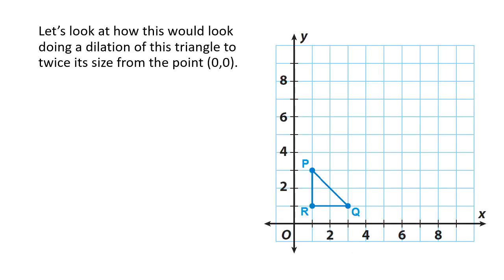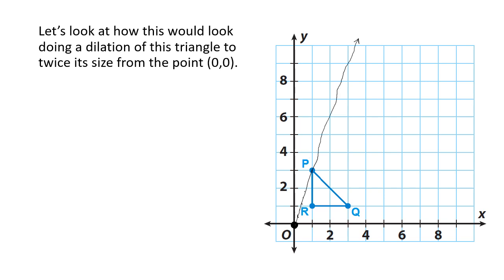So let's look at an example of how we could construct a figure. We've got this triangle here, PQR, and we want to do this dilation around this point at the origin, at the point 0, 0. So what I want to do is make this twice the size. I'm going to construct this ray going from O through P and then up like this.